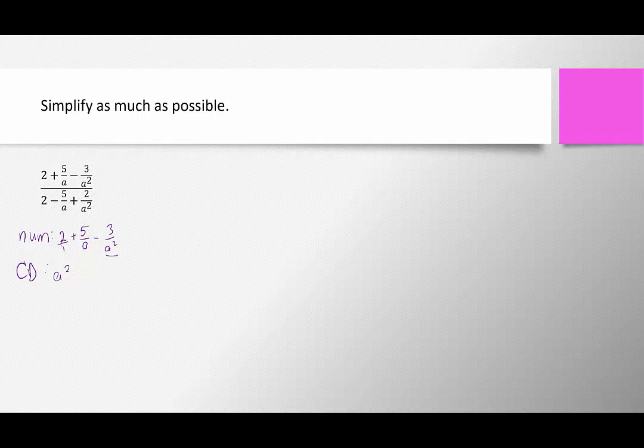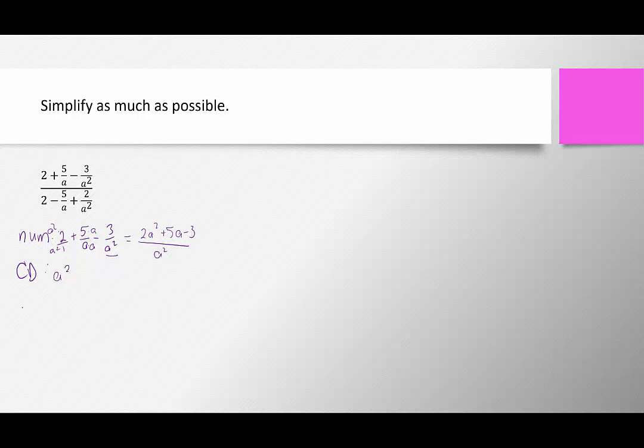We want to rewrite each term so it has an a squared in its denominator. Here we need to multiply by a squared over a squared. Here we already have one factor of a, so we need just a second factor of a, so we're going to multiply by a over a. This already has the a squared, we don't need to do anything. Now when we combine these, we're going to have (2a squared + 5a - 3) divided by a squared. So now our numerator is one term, right? Because we have it all in one single fraction.